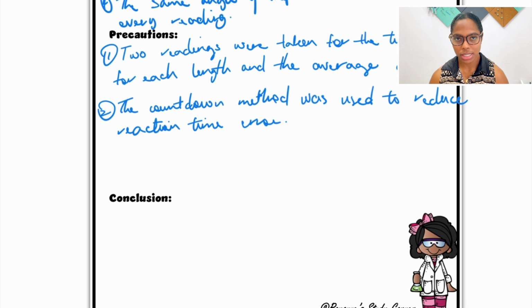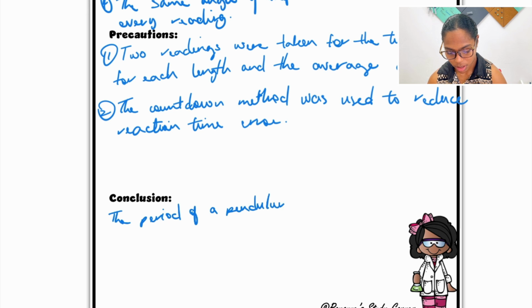So I will make sure to say that, because remember the aim of this, if we go back there, the aim was to investigate the relationship between period and length. So I have to make sure to say that. I will say, within the limits of experimental error, the period of a pendulum was seen to increase with the length of the pendulum.